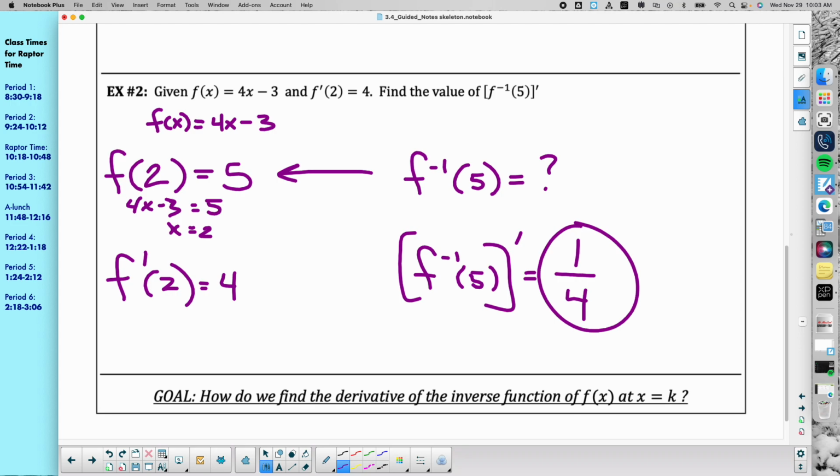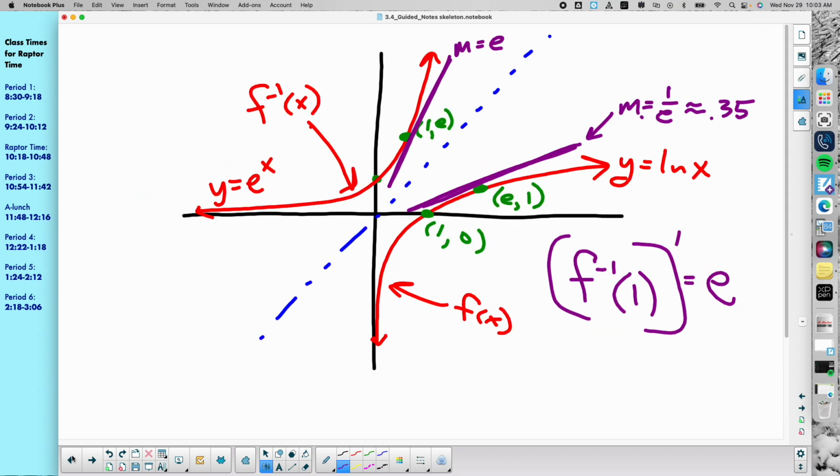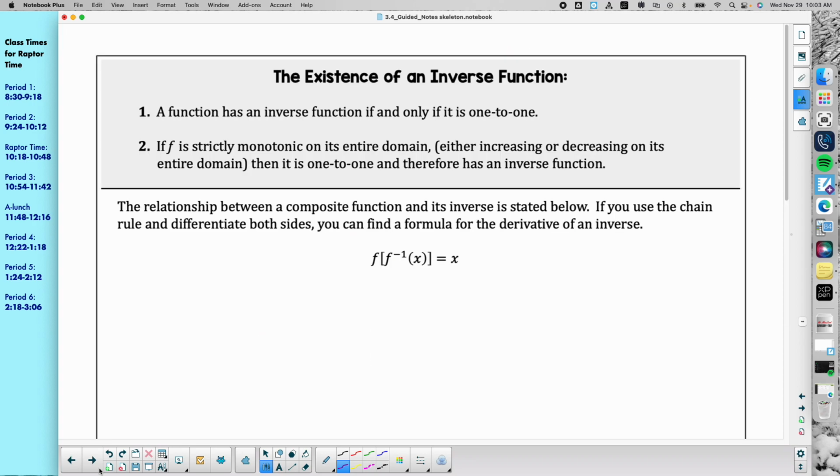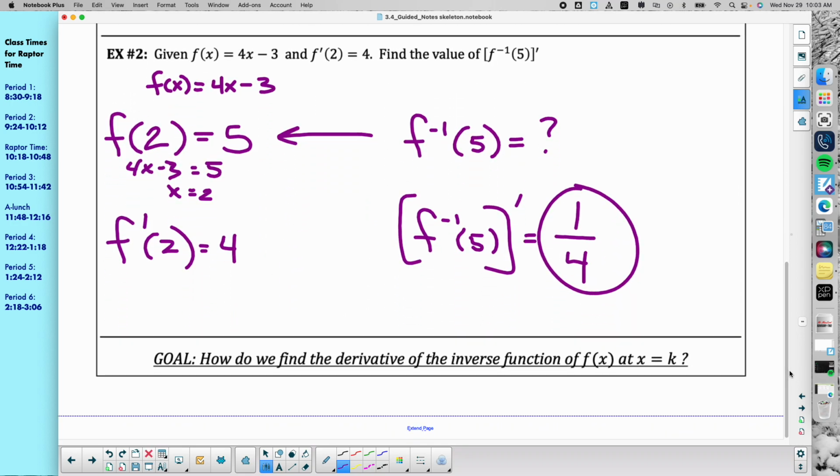I was confused with how you went from 4 to 1/4. Where the 1 came from. That's what I was trying to show you. So these slopes, you flip them upside down. If this has a slope of 4, 4 being flipped upside down is 1/4. It's not always going to be a 1/4.